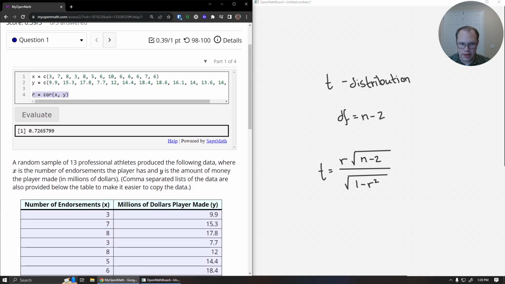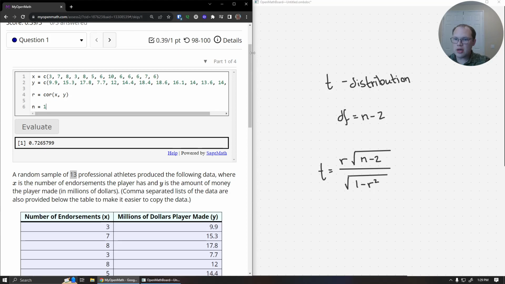We already have r here. The only other value that I need is the n. Now we've already found that, right? n is 13. I could either do n equals 13, or I could count how many data points we have in one of these lists, doesn't matter which one, and that might just be a good check to make sure that we've copied everything. It looks like we did. We have 13 data points in that list.